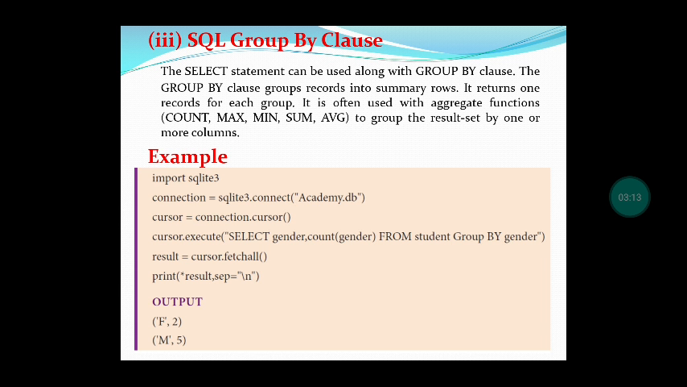In this example we have used the command select gender, comma, count of gender, where count is an aggregate function, from student group by gender. It is grouped by gender, first female and then male. Count we have given as the aggregate function, so the number of female students is 2 and the number of male students is 5. So we got the output F 2 and M 5. In this way we have used the group by clause.